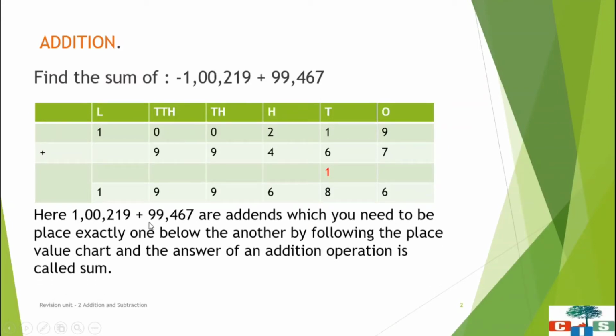Here 1,219 and 99,467 are added, and they need to be placed exactly one below the other by following the place value chart. The answer of the addition operation is called the sum. This is known as the sum. Here the sum is 1,99,686.